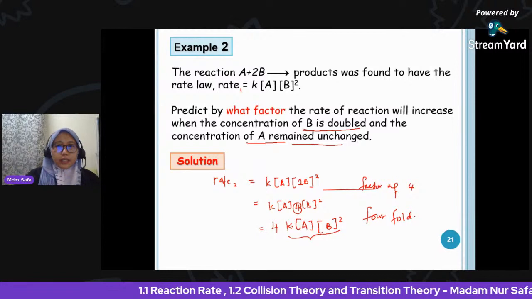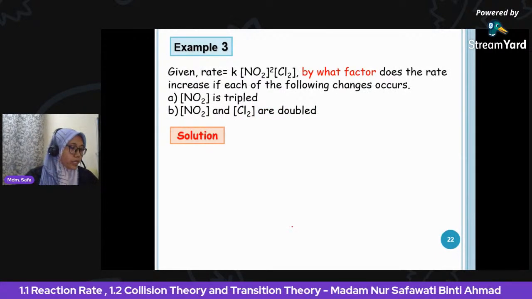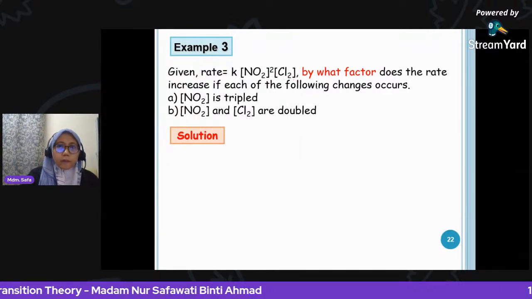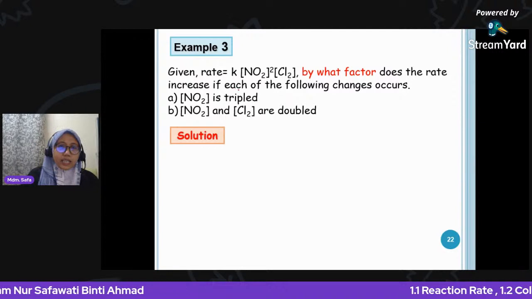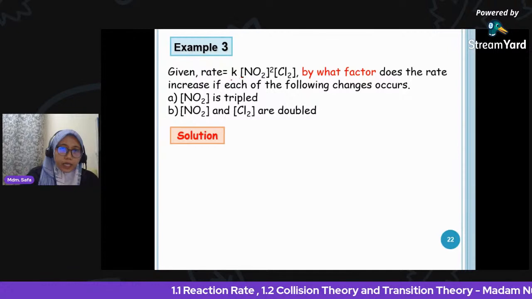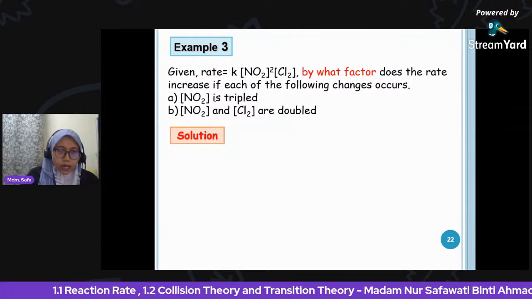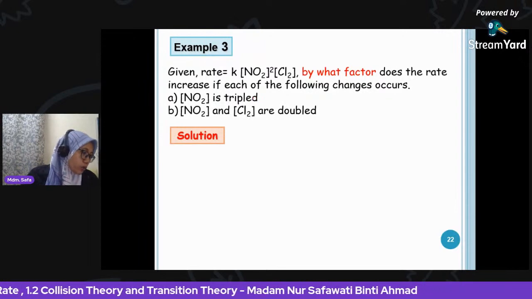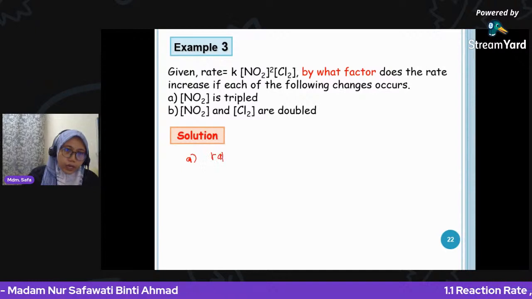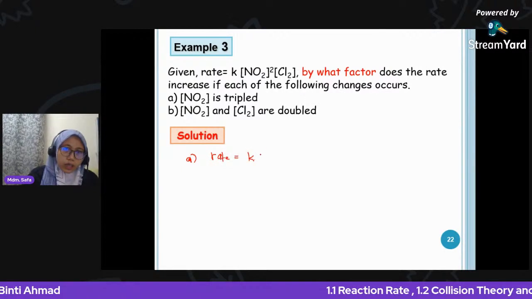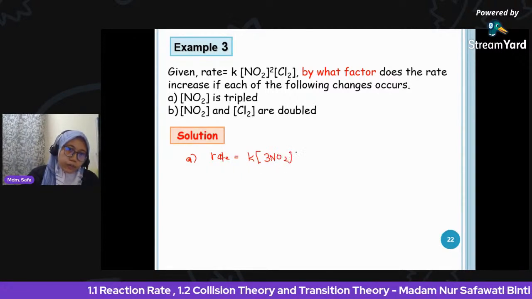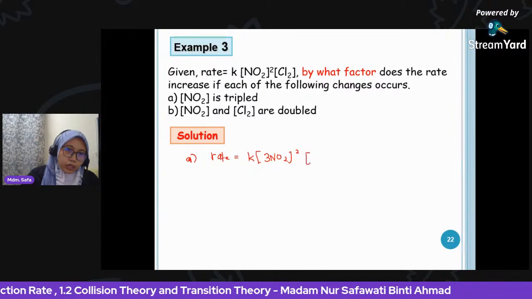Okay, so buat macam ni saja. Right. And then example 3, kita tengok given rate is equal to K concentration NO2 power of 2 Cl2, by what factor does the rate increase if each of the following changes occurs? Okay, sekarang kita tengok. Dia kata rate kita, the rate law given there, so NO2 is triple. Okay, so kalau NO2 is triple, kita tulis balik. So this is A. So rate is equal to K. Okay, untuk NO2, dia akan jadi triple. NO2 power of 2. Cl2 dia tak buat apa-apa, so kita salin je balik Cl2.